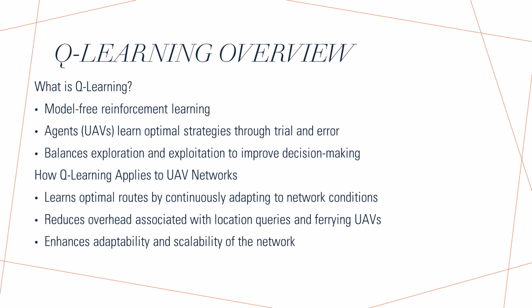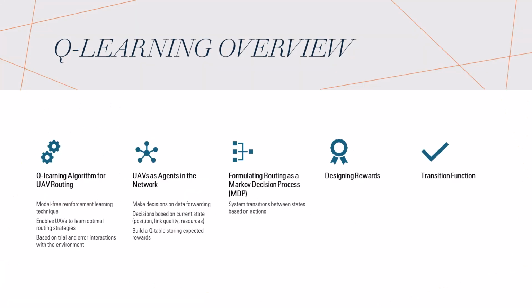Through repeated interactions, UAVs learn which actions lead to successful data transmission. This reduces the need for frequent location queries and minimizes the reliance on ferrying UAVs. Over time, the network becomes more adaptable to change, improving the overall efficiency.